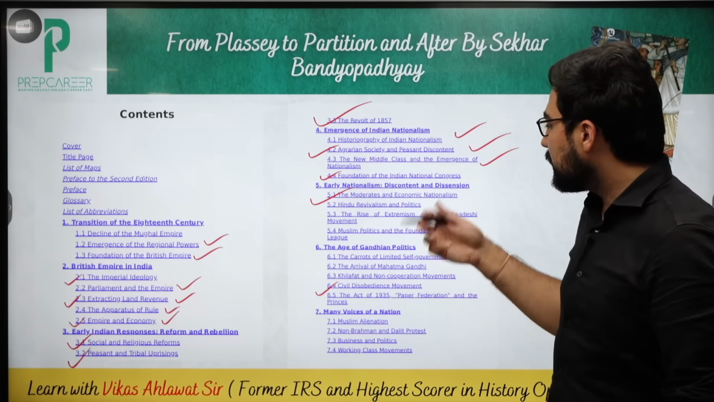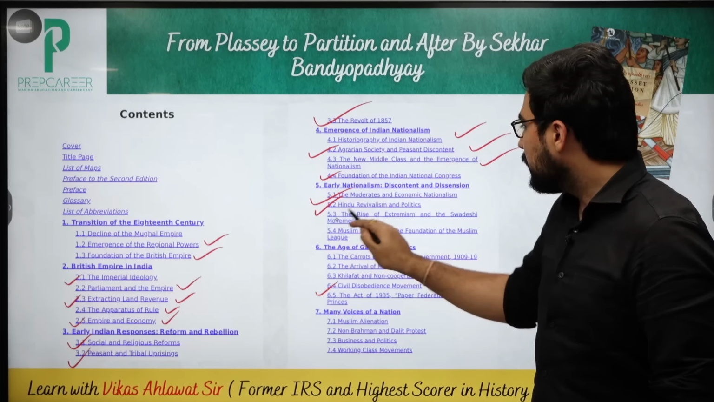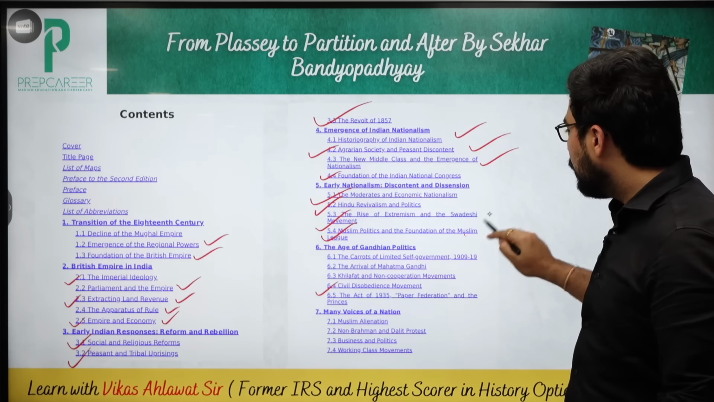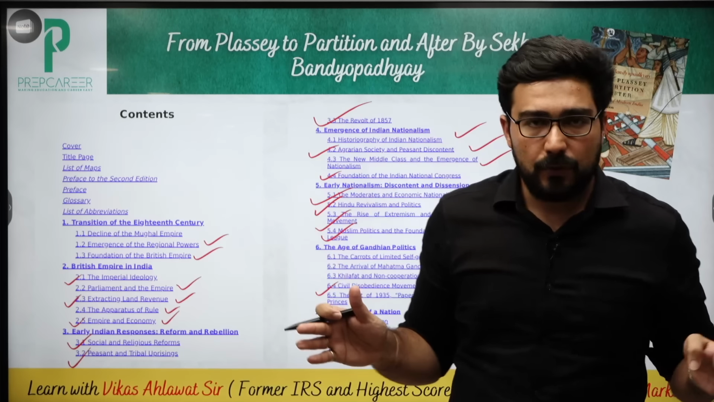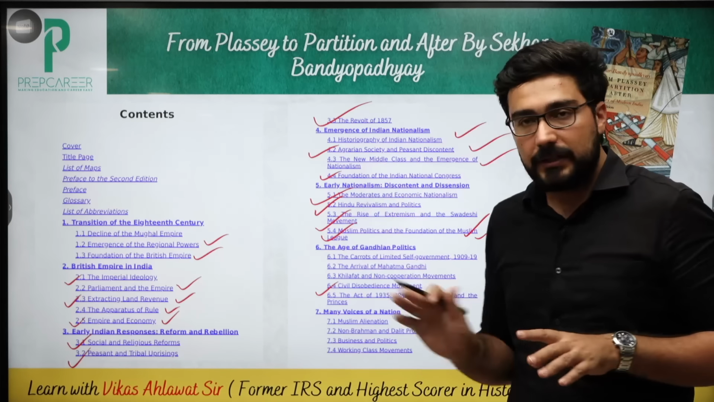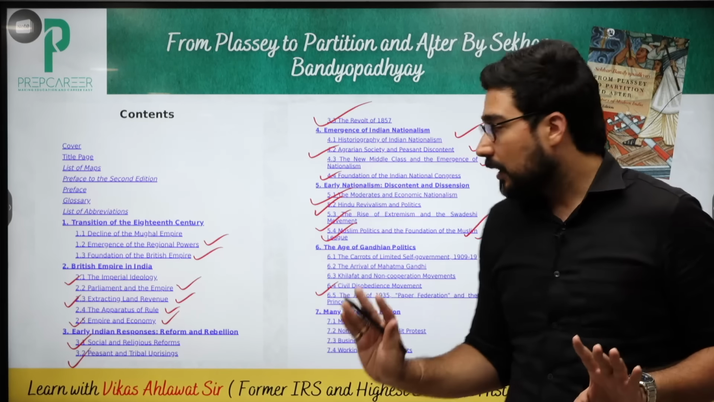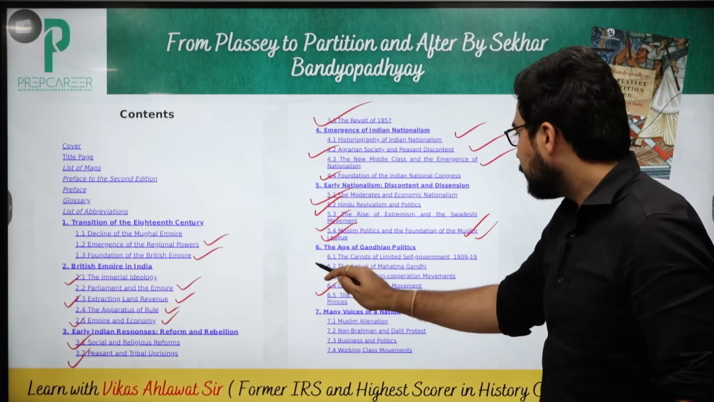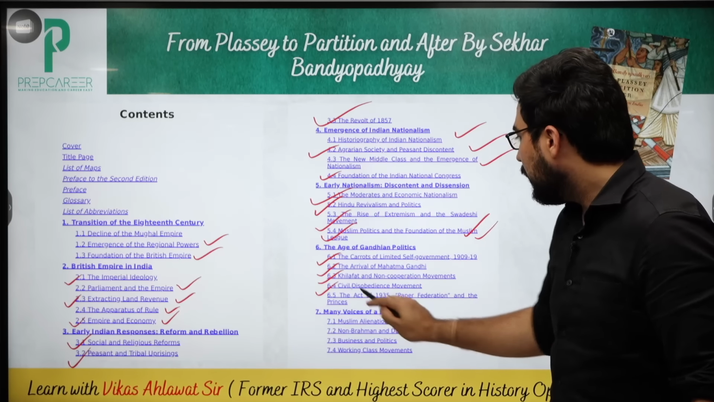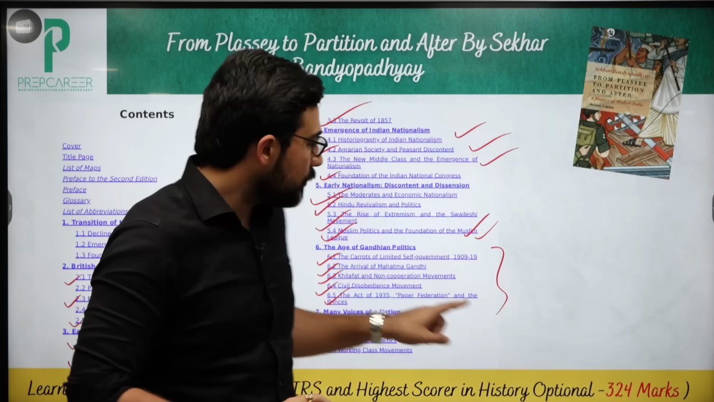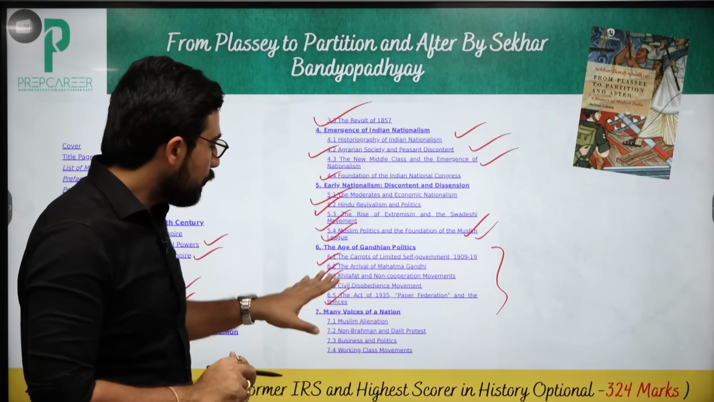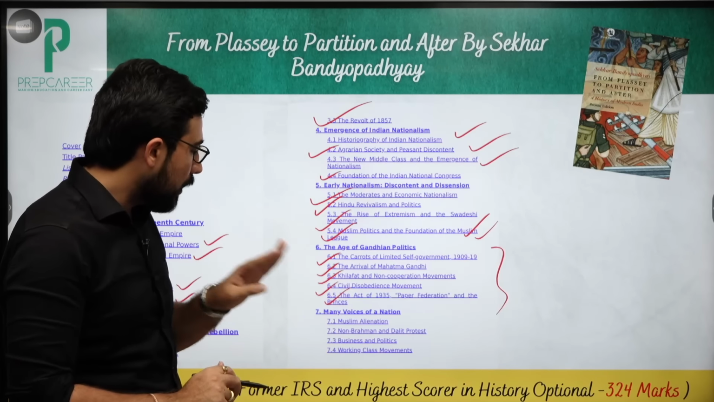Moderate and economic nationalism, again important, with this Swadeshi. Muslim politics and the foundation of Muslim, 5.4. UPSC is not asking many questions from there, but 5.1 to 5.3, these three parts are very important. Alright, 6.1, 2, 3 important. Here 6.5 is not that important from this book because we are going to do this from BL Grover also. So you may leave 6.5, but 6.1 to 6.4 are important.